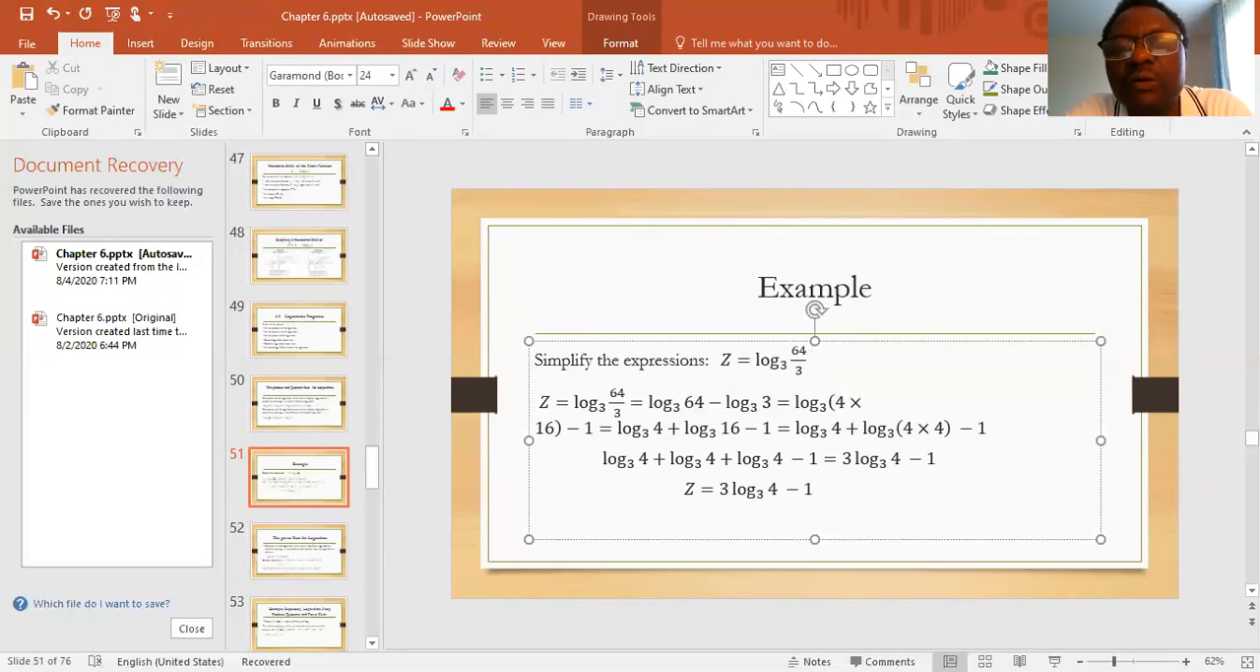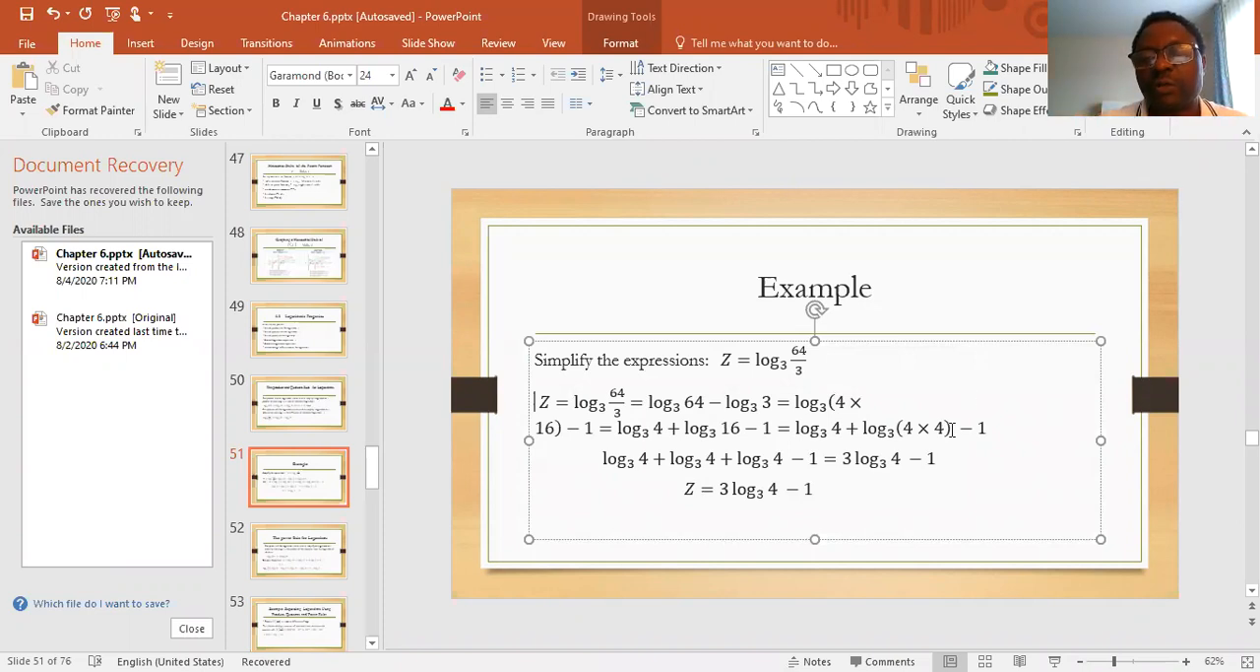So here the logarithm of 64 in base 3 is the logarithm of 4 times 16. And the logarithm of 3 in base 3 is 1. So this becomes logarithm of 4 plus logarithm in base 3 of 16 minus 1, which is logarithm of 4 in base 3 plus logarithm of 4 times 4 in base 3 minus 1. We will continue to split 4 times 4 into logarithm of 4 plus logarithm of 4, plus logarithm of 4 minus 1, which gives us 3 times logarithm of 4 base 3 minus 1. So z is 3 logarithm of 4 in base 3 minus 1.